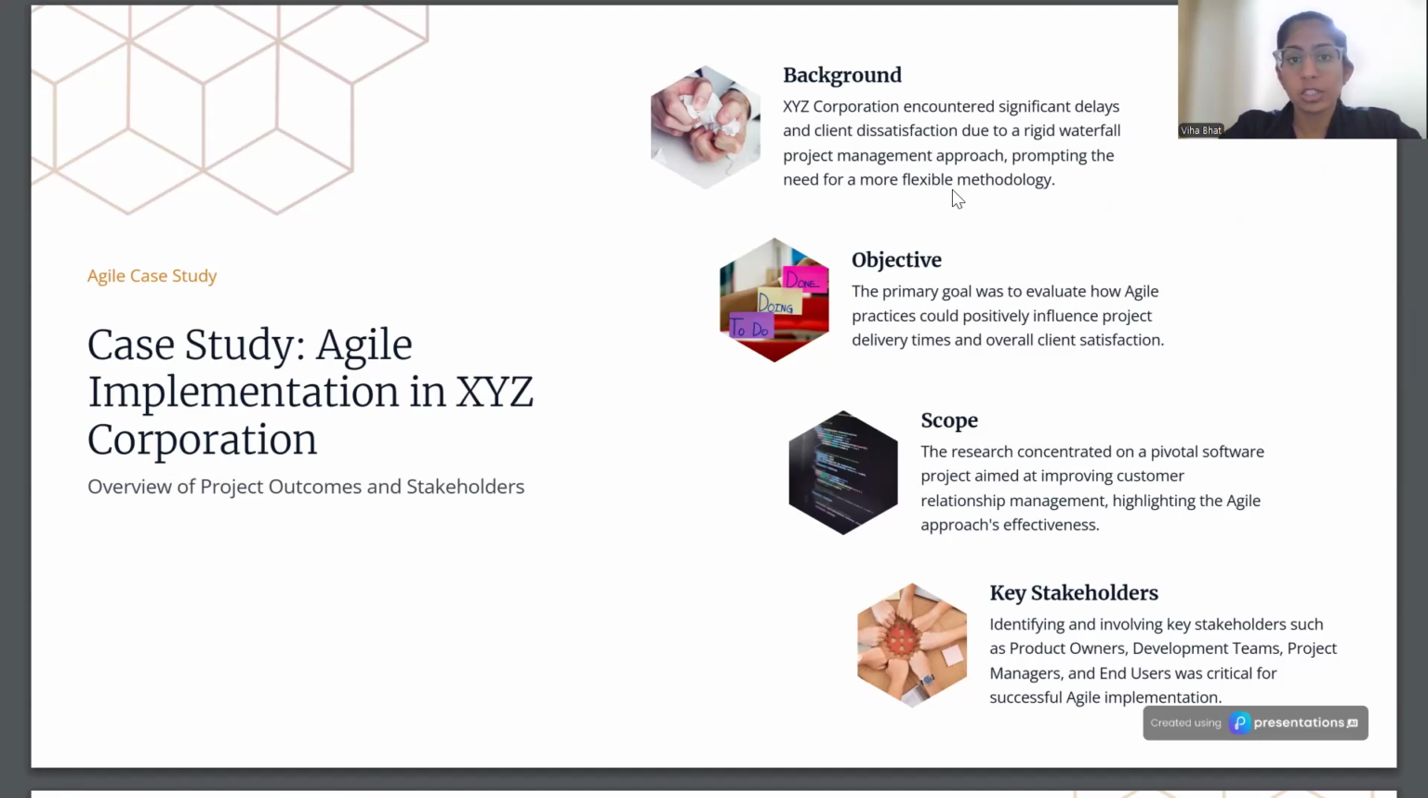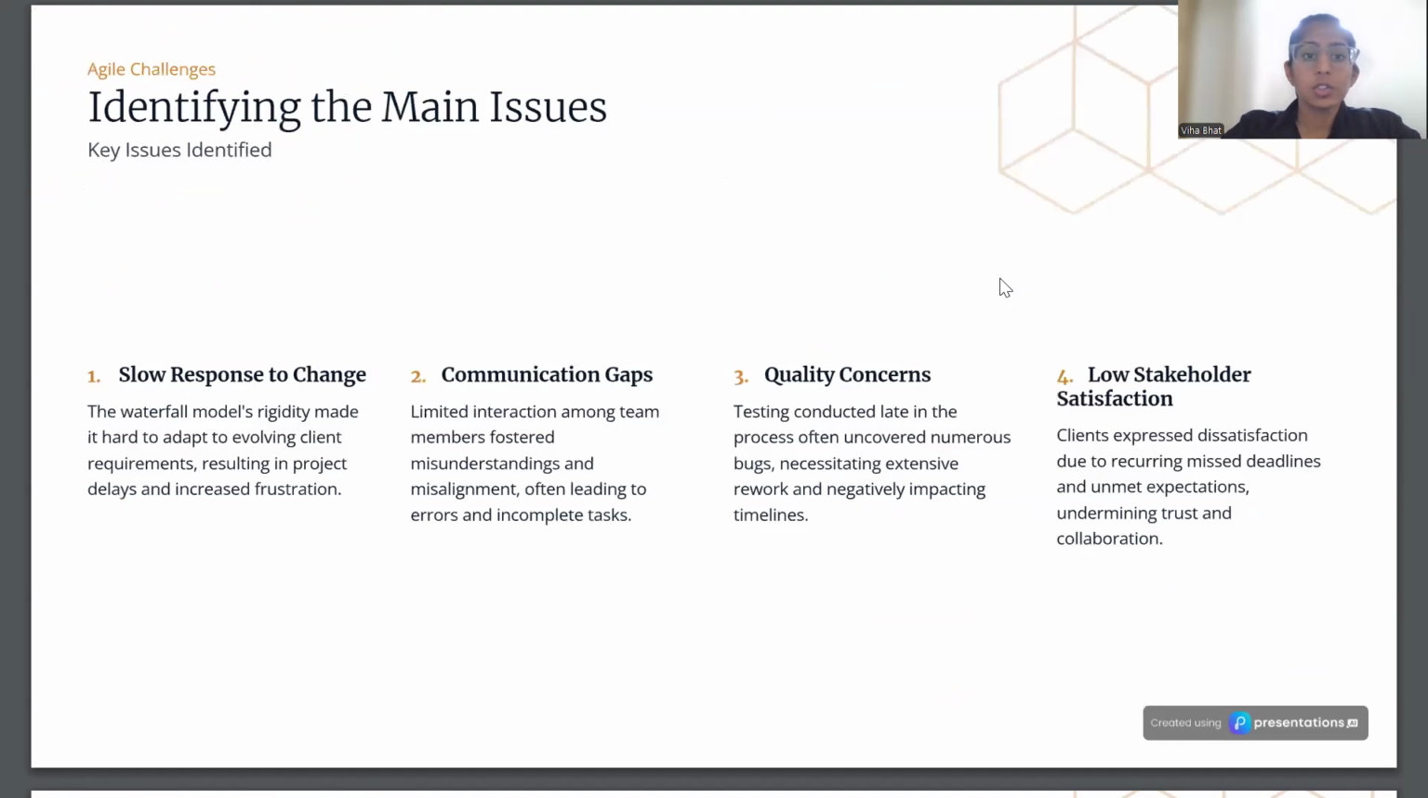First of all, the key stakeholders had to be found out. Identifying exactly who was involved in this project, who the end users of the project were, and who would benefit from it was very important. Next, we're going to see how we identify the main issues.